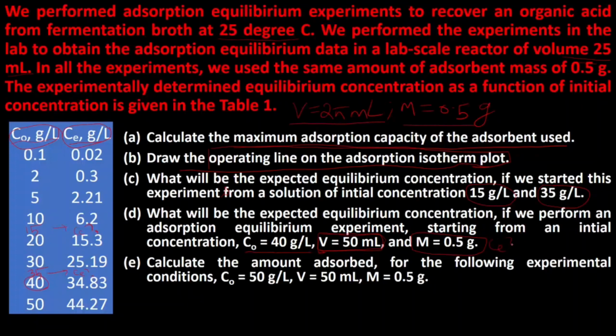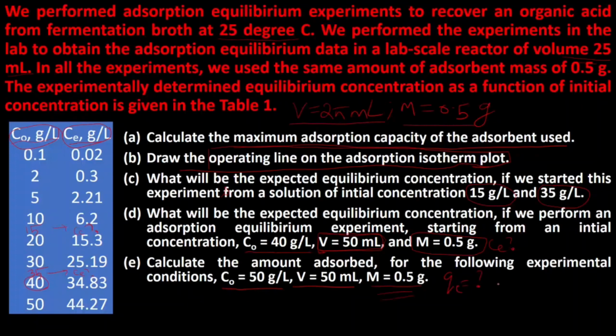You have to calculate the corresponding CE value. Finally, calculate the amount adsorbed for the following experimental conditions. Let's say we start from an initial concentration of 50 grams per liter, the reactor volume is 50 milliliters, and the mass is again 0.5 grams. What will be the amount adsorbed, QE?